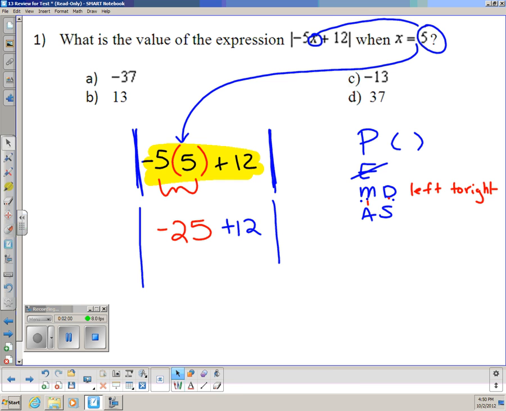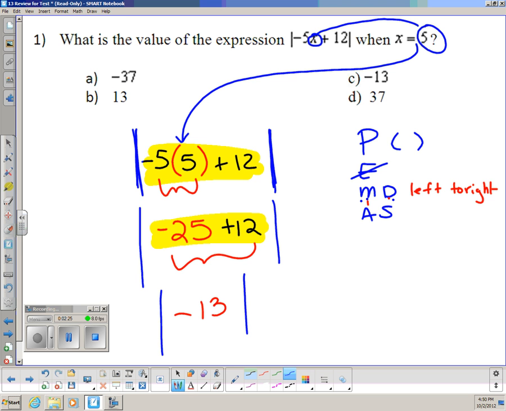I must continue to do what is inside the absolute value bars. I'm not taking an absolute value of any number yet, because I still have work to do inside of the absolute value bars. So we now have to add or subtract inside those absolute value bars, and we can. Negative 25 plus 12 is negative 13. So there's my result. I still have the absolute value bars. And now, since I have a single number inside of the absolute value bars, I am ready to take the absolute value of whatever's in there. The absolute value of negative 13 is positive 13. So we have choice B.